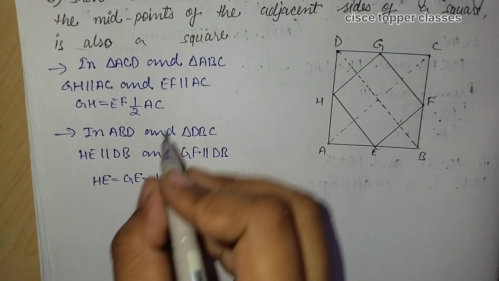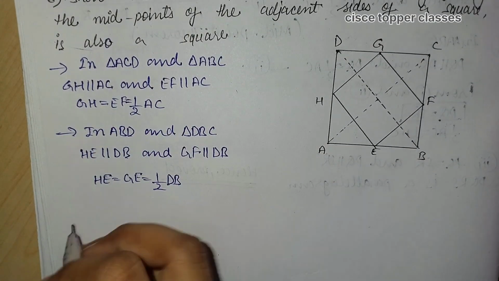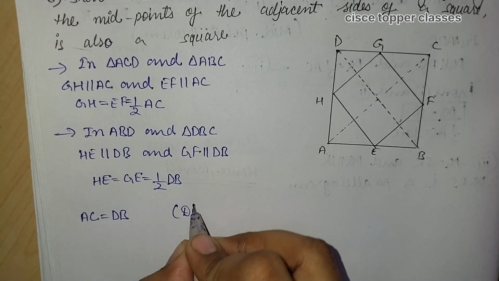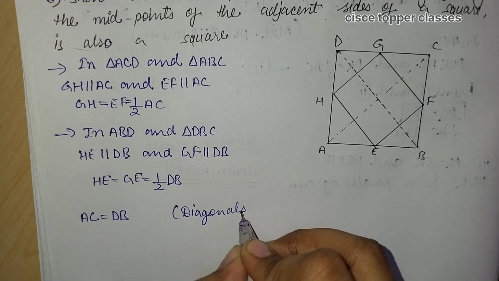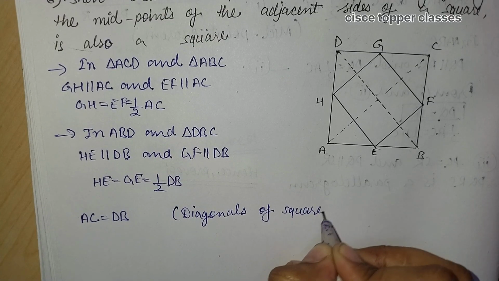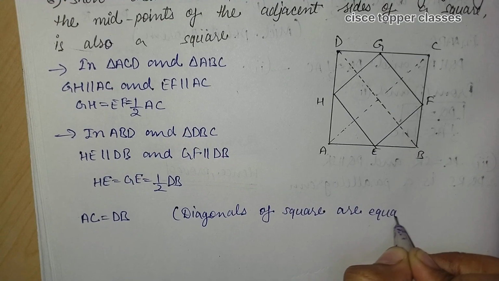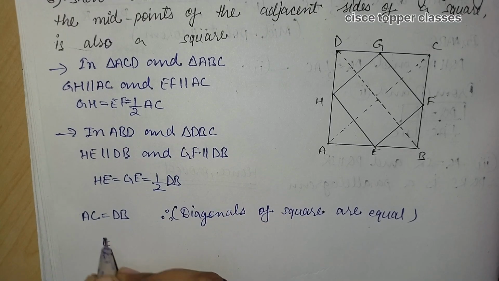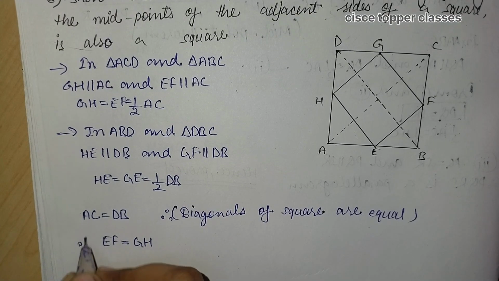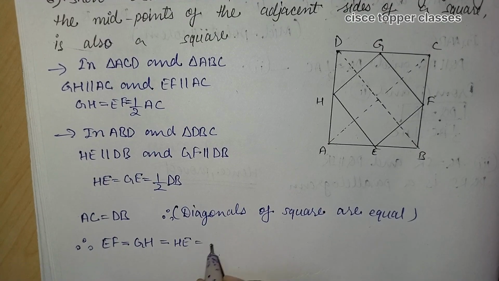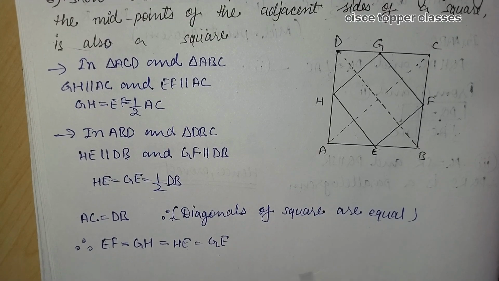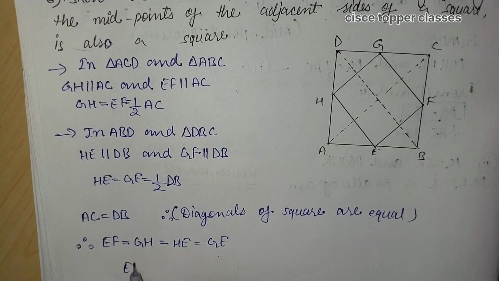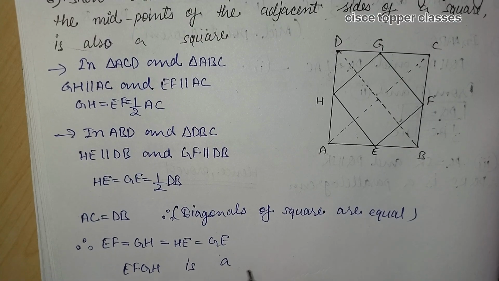As we know, the diagonals AC and DB are equal because the diagonals of a square are equal. So this is the diagonal of a square. We can write AC is equal to DB, and from this we can write that EF is equal to GH, which is equal to HE, which is equal to GF. From here we can say that EFGH is a parallelogram.